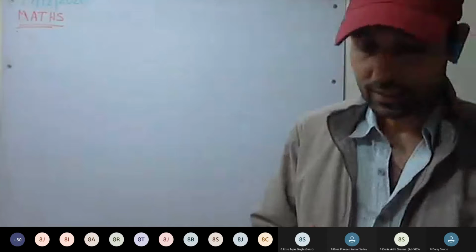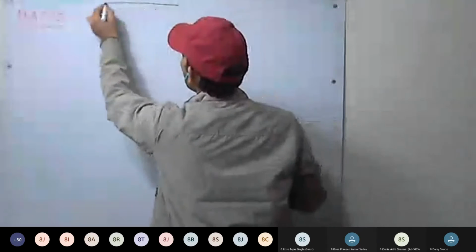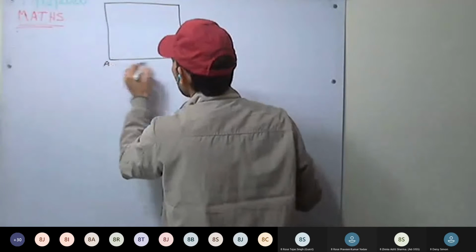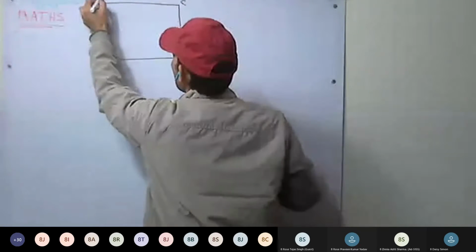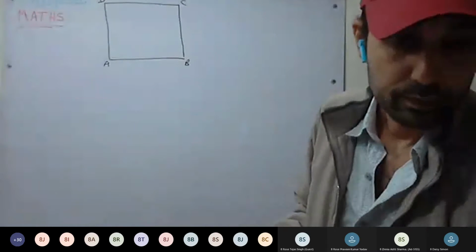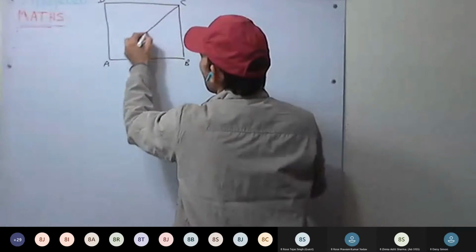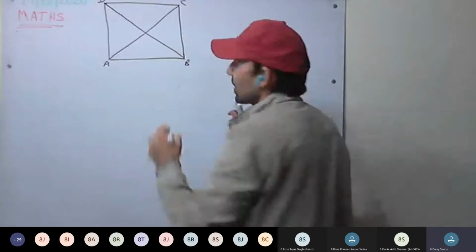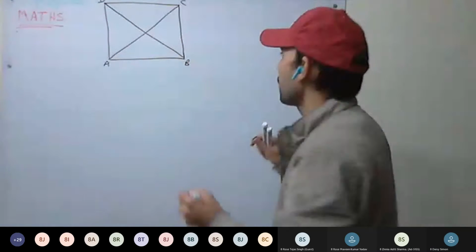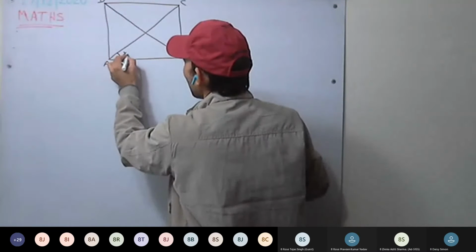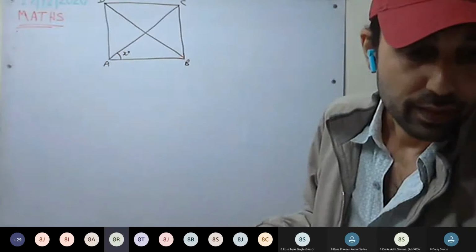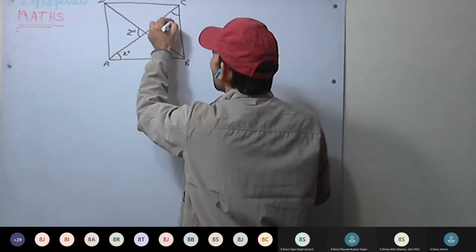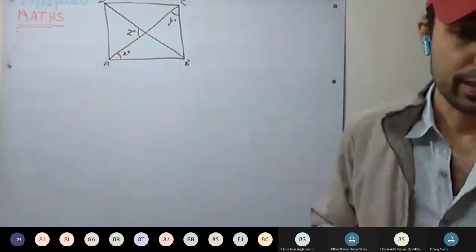Okay, so next question. See, it's a square ABCD. Only x, y, z are given, and we can calculate them. The information is given: x degree, z degree, and y degree. This is the last question we'll be solving, okay?